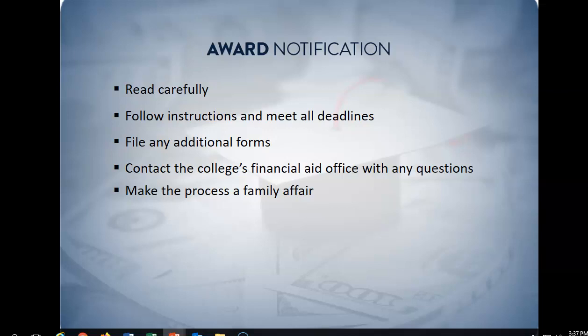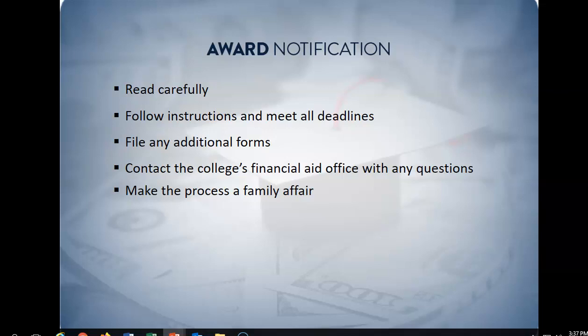Follow instructions and meet all deadlines. Whatever the deadlines are, follow through. If you're not sure how to do it, ask. If any additional forms are required, you'll want to do that as soon as you can so that you can be sure that your financial aid award is set in stone and that you don't find out in August that the award that you thought you had is completely wrong because you made an error.